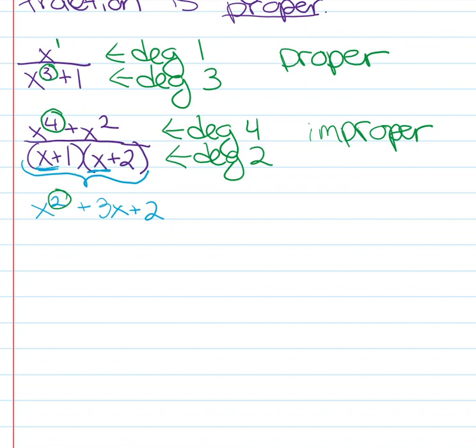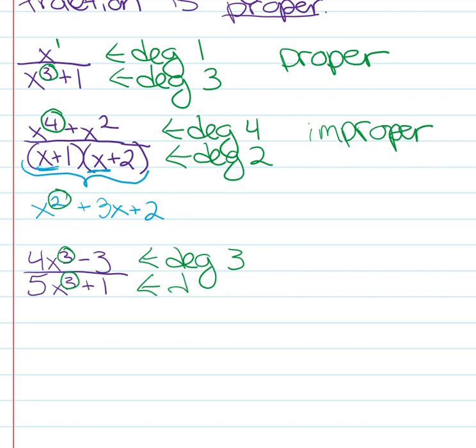All right, let's try a third one. This one's a little tricky. If you were given (4x cubed minus 3) over (5x cubed plus 1), is that proper or is it improper? Well, we have a degree of 3 on top and a degree of 3 on the bottom. What happens when they're the same? Do you think this is proper or improper?